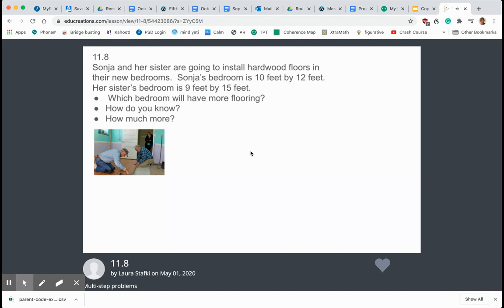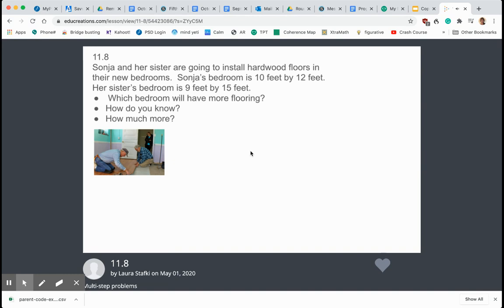So I'm going to ask you to use some private reasoning time and see if you can figure out which bedroom will have more flooring, and see if you can figure out how you know and how much more it might have. So go ahead and press the pause button, use some private reasoning time, and I'll see you back in a few minutes.